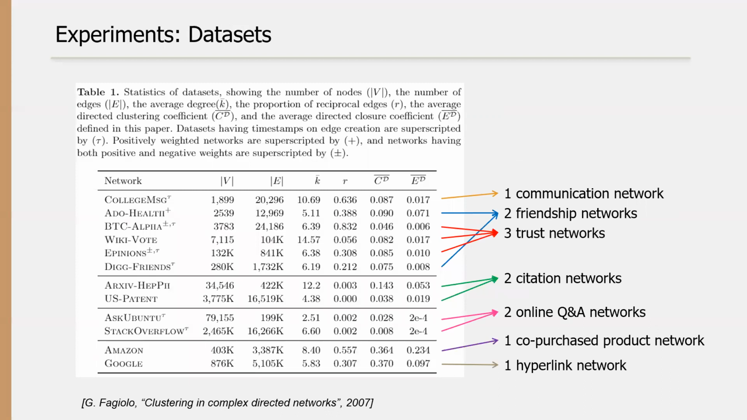We conduct experiments on 12 directed networks from different areas. We can see that in all 12 networks, the average directed closure coefficient is less than the average directed clustering coefficient. In other words, fewer cliques are formed from the end node-based open triads compared to the number of cliques formed from central node-based open triads.